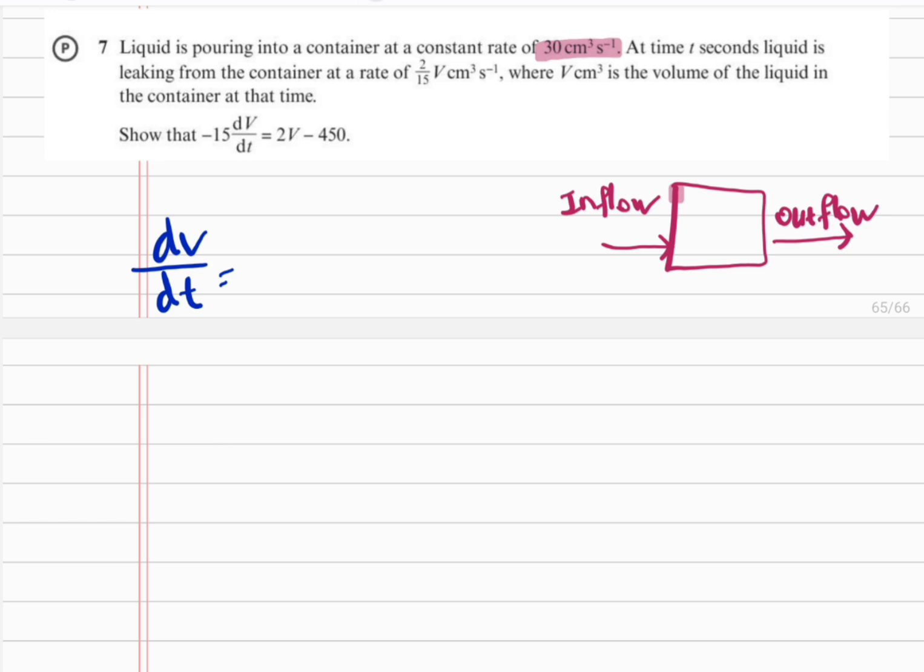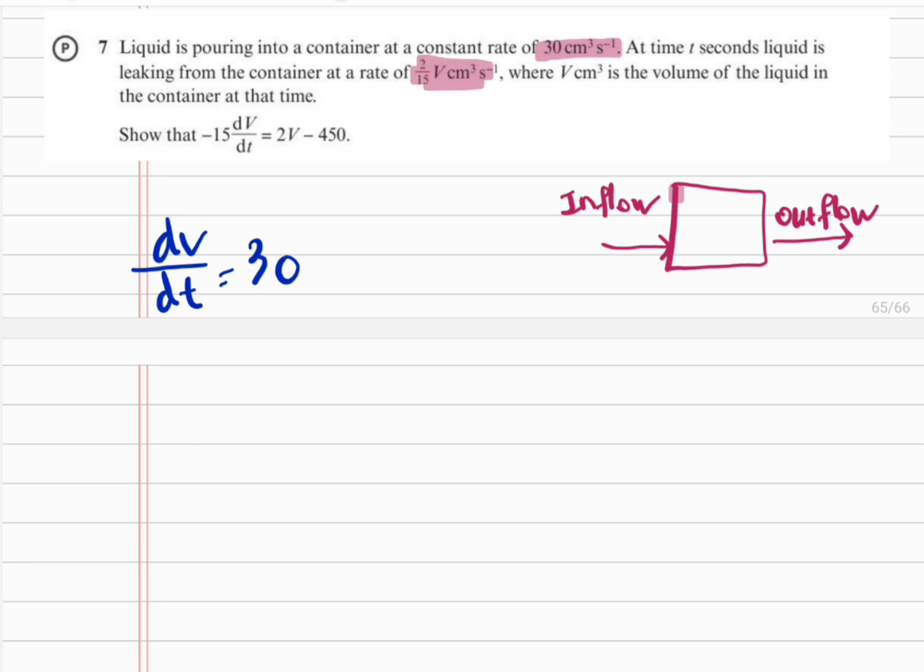So this simply means that every second 30 meters cubed is basically poured into the container. So we just have 30 here. That's the first thing. And the reason we don't need to include anything else is because this is just a rate, right? So there is no need for any constant or other variable here, because it's just a rate. And then it says that at time t seconds, liquid is leaking from the container at a rate of, so we are given another rate, but this one is slightly more interesting.